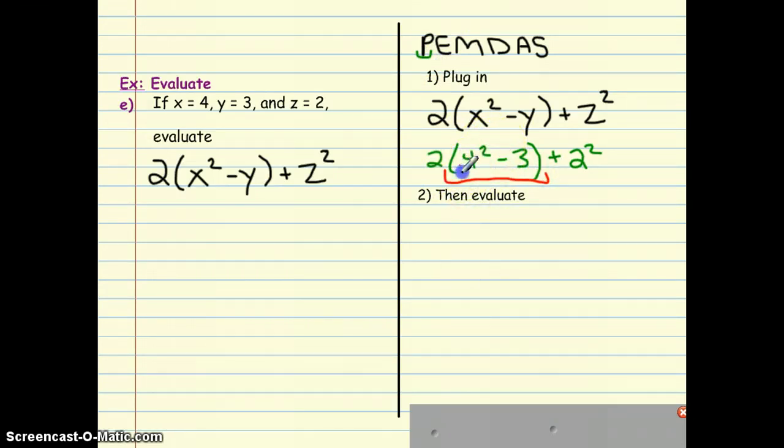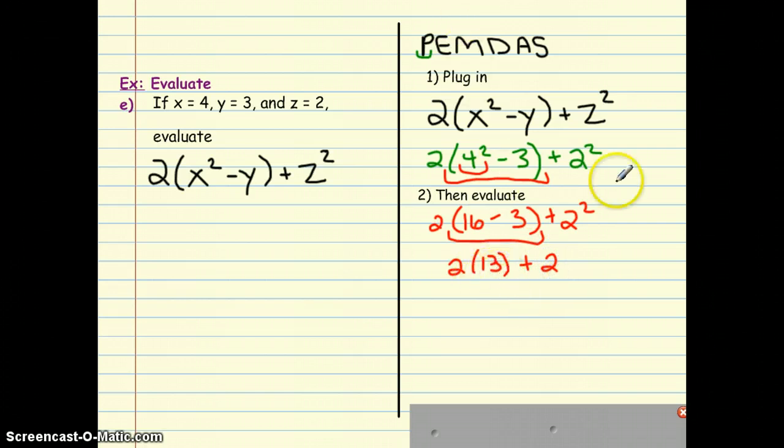So we're going to handle our exponent first. 4 squared is 16, and we're going to drop everything else down. Now, we still have parentheses that we're trying to work out. 16 minus 3 is 13. And since there's nothing in them anymore, you just think about it like multiplication. So this is multiplication now.